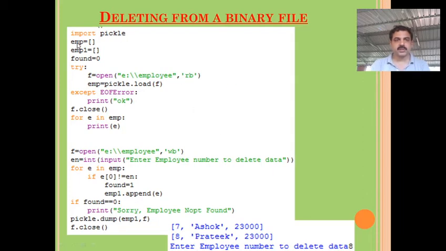So import pickle is done. There are two lists created, one is EMP and one is EMP1. Then just like the previous example, we wrote found equal to 0. So we have opened the file for reading. Then we load it. So the loaded data is in EMP. For displaying, we'll just display for E in EMP. So it displays everything which is present. Then we open the file for writing to the binary file. So why do you want to write? Because we are firstly overwriting the data.